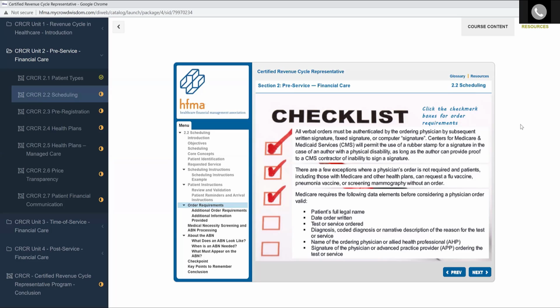There are a few exceptions where a physician's order is not required, and patients, including those with Medicare and other health plans, can request a flu vaccine, pneumonia vaccine, or a screening mammography without an order.